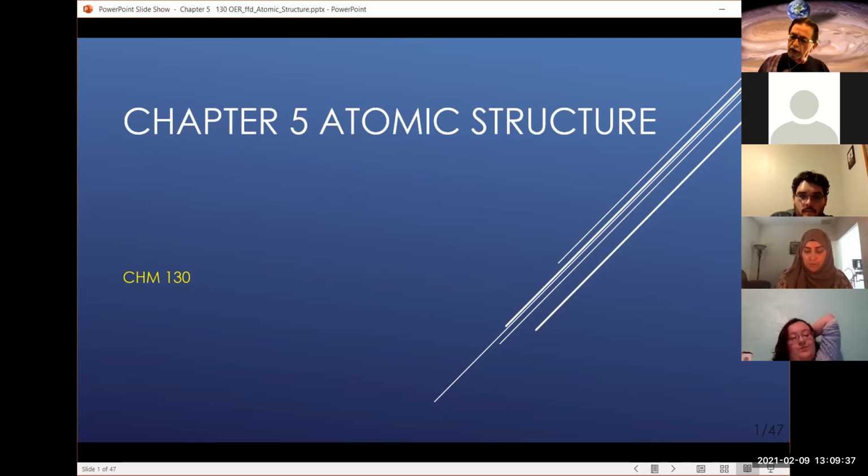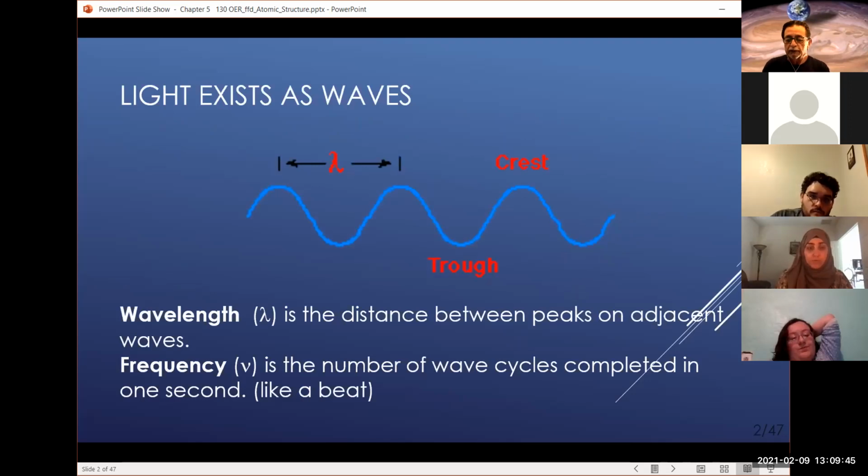So we have to talk briefly about how light propagates and how it moves from point A to point B. Light exists as waves, and electrons do the same thing because the mass is so tiny. With respect to light waves, there are two things that will transfer over to electrons. One is this symbol here, which is called lambda, the Greek symbol lambda, and it is the wavelength.